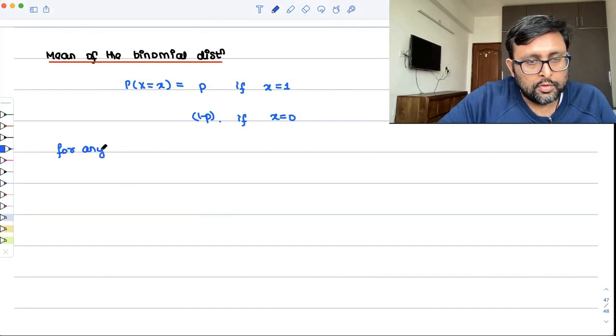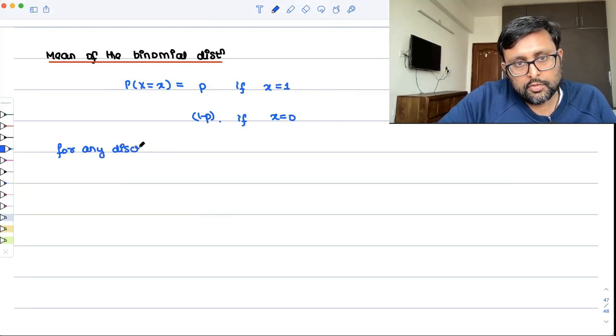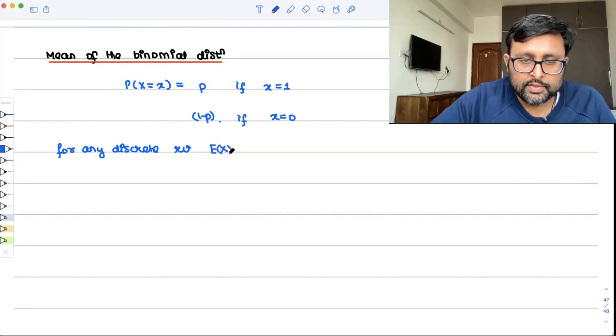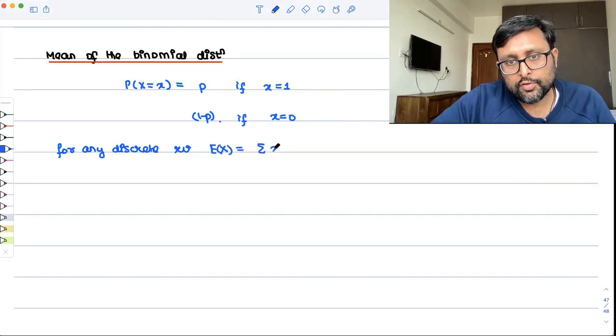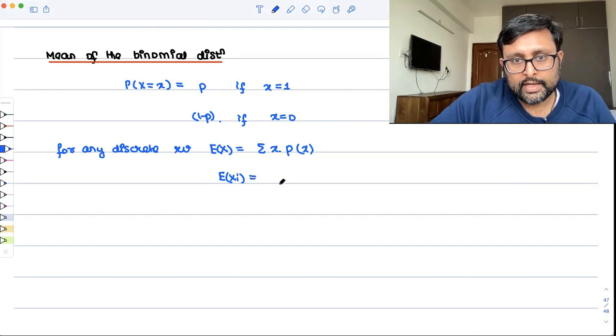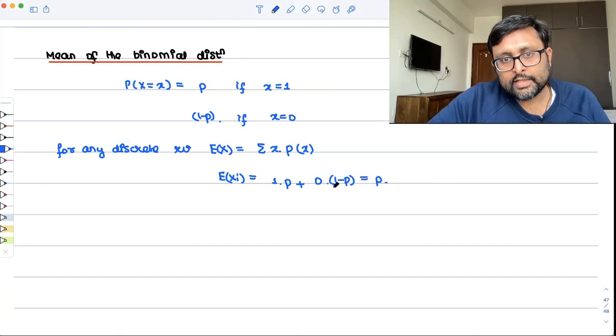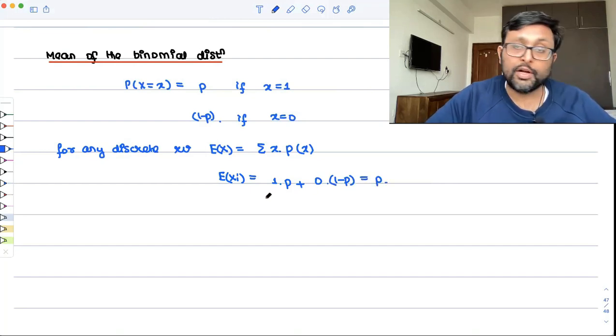So for any discrete random variable, E of x is nothing but the summation of x into p(x). So E of xi would be the summation of xi, which is 1, into the probability p, plus xi, which is 0, into the probability 1 minus p. So that comes out equal to p. So the mean for the Bernoulli trial is p.